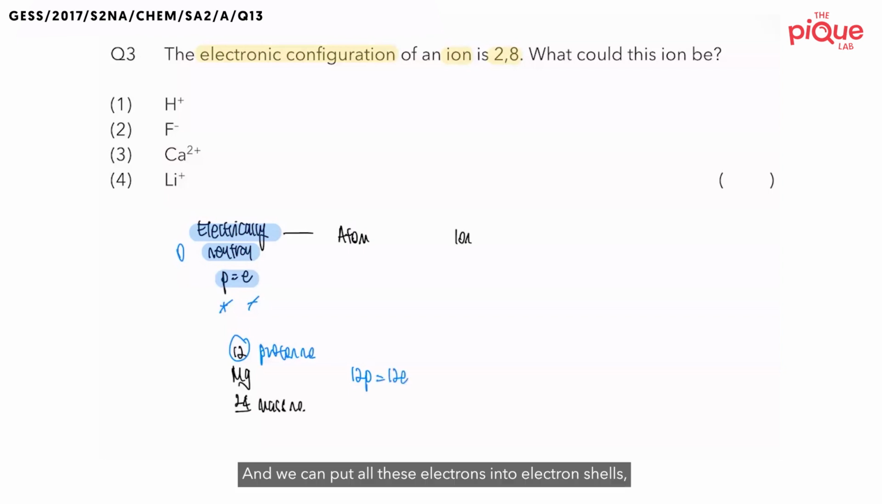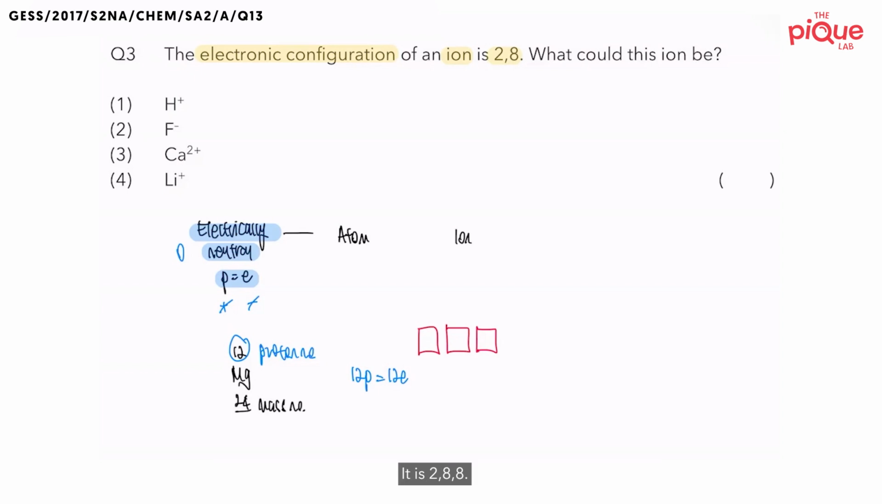And we can put all these electrons into electron shells, which are represented as boxes. Do you still remember the magic number for each of these boxes? It is 2, 8, 8. So what this means is that the first shell can hold 2 electrons, while the second and the third shell can hold 8 electrons. So let us try to distribute the 12 electrons of our magnesium atom into the boxes. I know that the first box is very small and I can only fit 2 electrons. So I'll put 2 and that leaves me with 10 electrons.